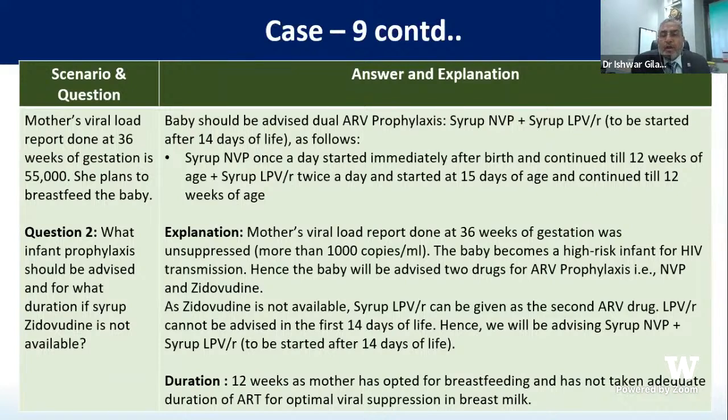two drugs for ARV prophylaxis, that is nevirapine and zidovudine. As zidovudine is not available, we would like to add lopinavir ritonavir. But as lopinavir ritonavir cannot be given in the first 2 weeks of life, it has to be added only after 2 weeks and will continue for a duration of 12 weeks, as the mother has opted for breastfeeding. If she had opted for formula or other alternative feeding, then it would have been only 6 weeks. Next slide.